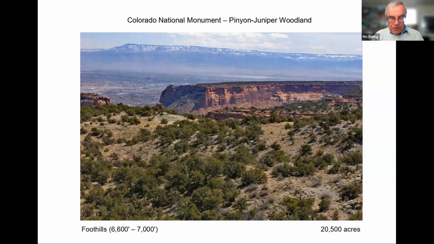Colorado National Monument is 20,500 acres. To give you an idea of the scale, right where the arrow is, that's the visitor center. And then Rimrock Drive goes right along the rimrock. It's really a beautiful, beautiful place.